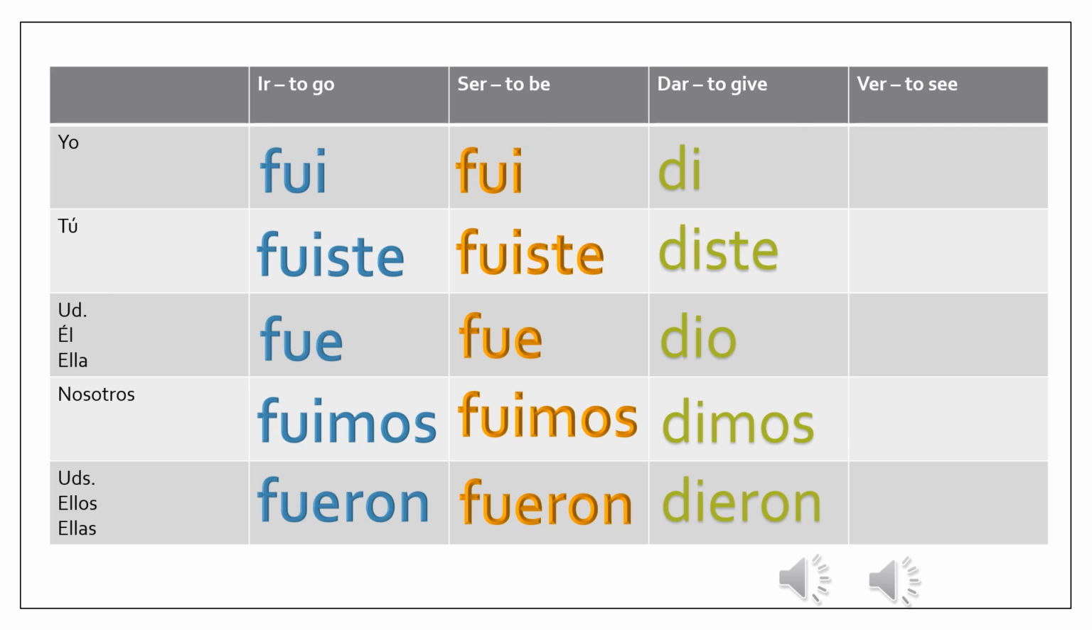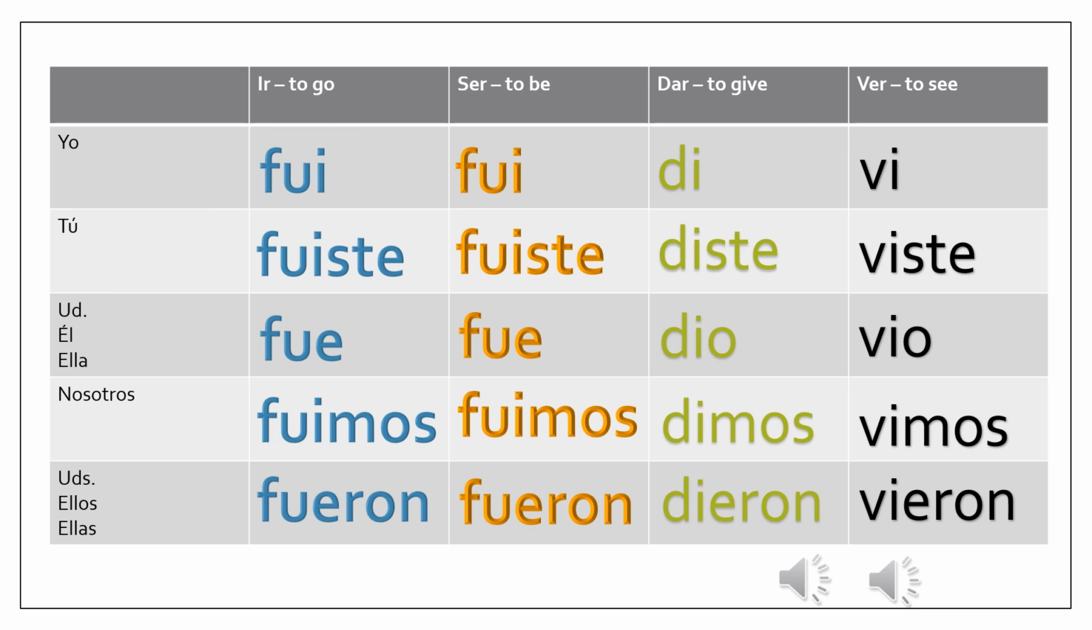And then our last in our really irregular chart is ver. And our forms of ver are vi, viste, vio, vimos, vieron. We group this into this chart because it doesn't add accent marks. A regular preterite has accent marks in different places, so we put the verb ver in this chart to remind ourselves that we don't need accents here.